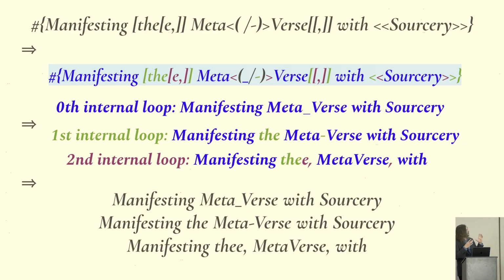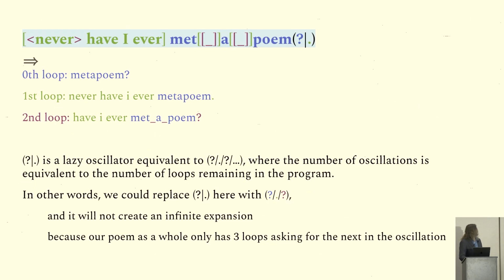And so our parentheses with a slash between them is alternation. If you have multiple nested brackets, then it'll do that on the nth loop rather than the first or second loop. And the angle brackets are delayed cut. So you can see on the bottom, manifesting MetaVerse with sorcery, manifesting the MetaVerse with sorcery, manifesting the MetaVerse with is the interpretation of this little MetaVerse section.